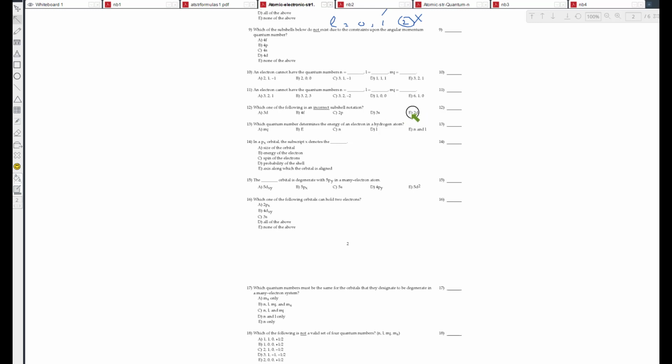This one, E, 2D. Correct. Yes, because we do not have D in the second shell. All right. 13. Which quantum number determines the energy of an electron in a hydrogen atom?